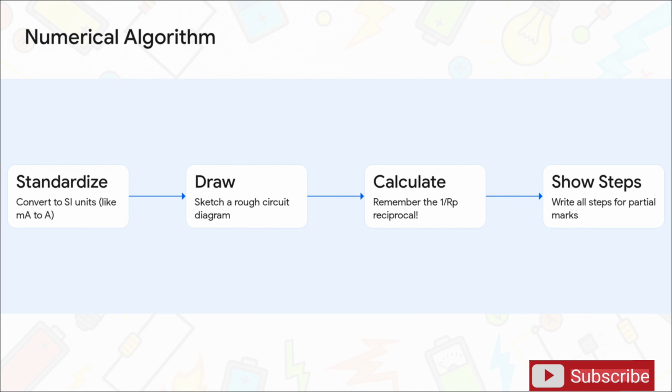Step 3. Calculate systematically. Always start with the innermost parallel branches. And please, remember to take the reciprocal to find the actual resistance. And step 4. Show every single step. The CBSE board awards stepwise marks. Even if your final math at the very end is a total disaster, if you wrote down Ohm's law and substituted the initial values correctly, the examiner literally has to give you marks. Make them give you those marks.